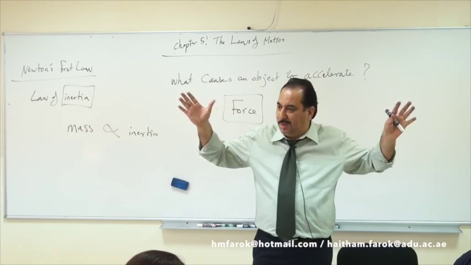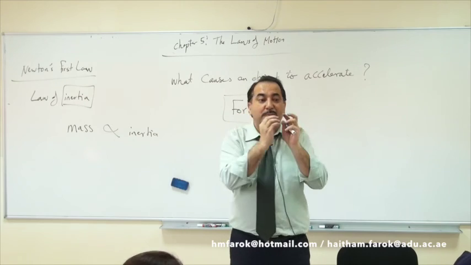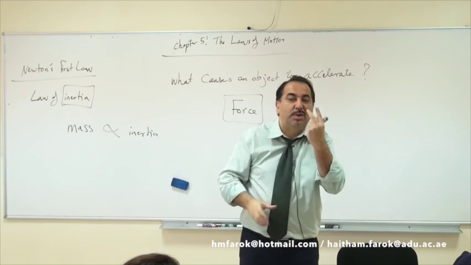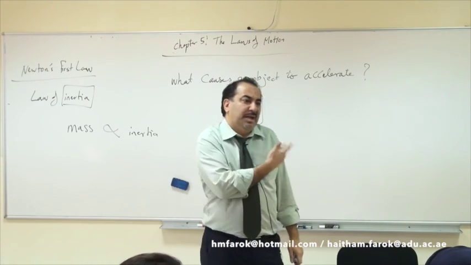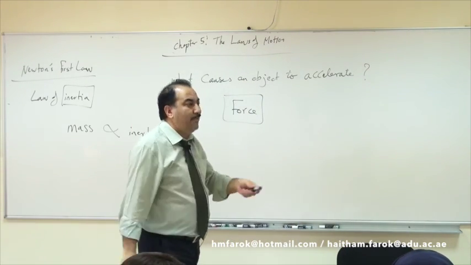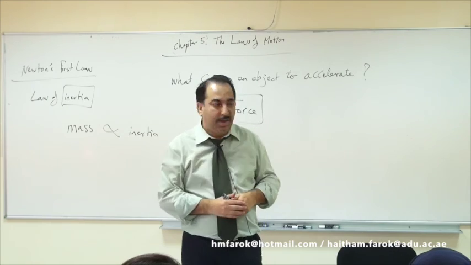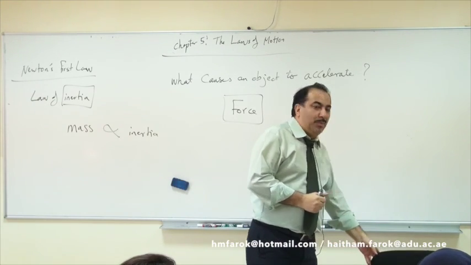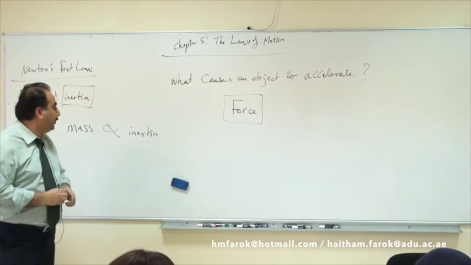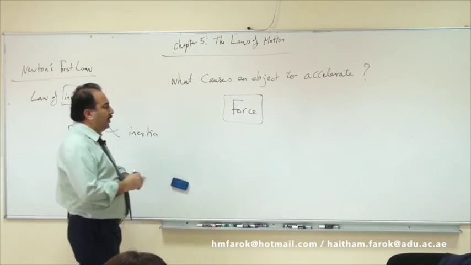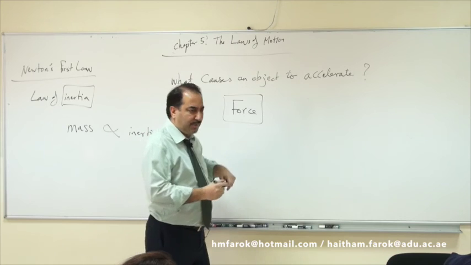Small object, small inertia; big object, big inertia. When I say small, I don't mean small in size. Small in mass. So that's why we call it Newton's law of inertia. We still have two more laws. What is the second one? Newton's second law. But before I go to the second law, just a couple of things, because I want to leave those for the next one.